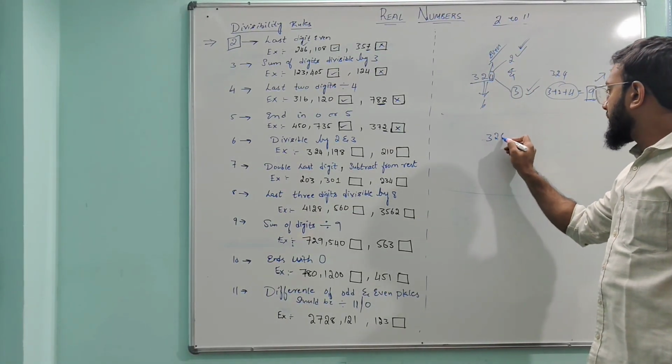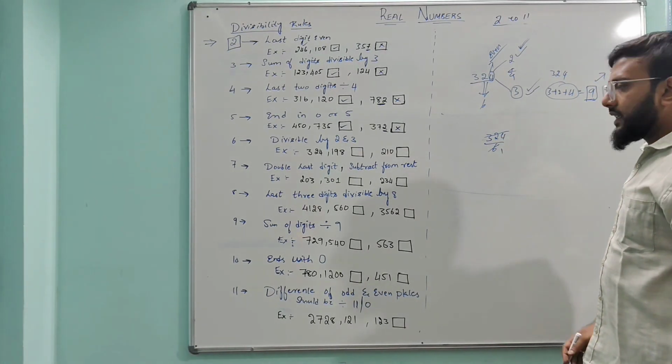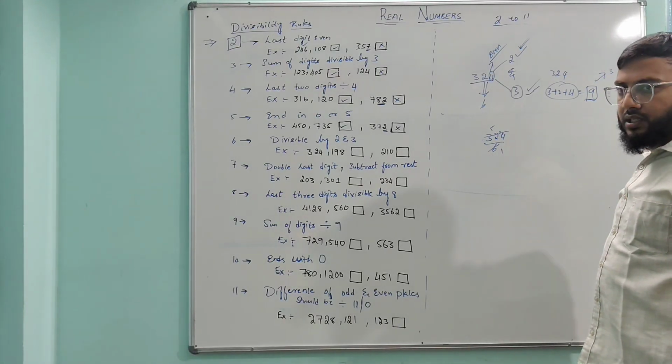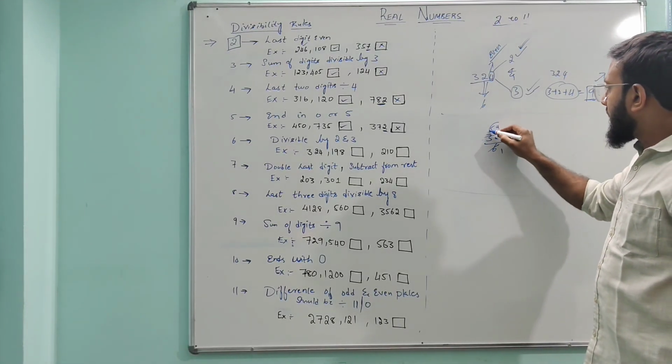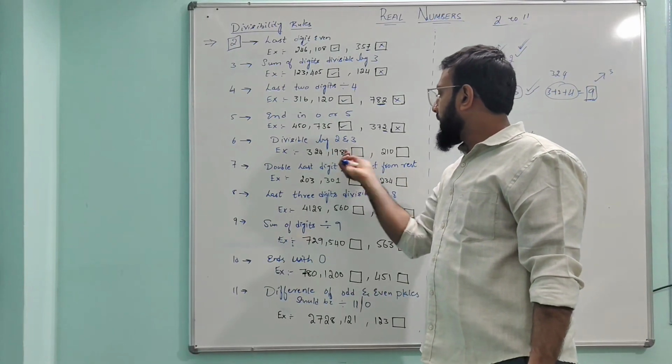Let us check now. 324 divided by 6. 6 1s are 6. 6 6s are 36. Now 6 5s are 30. How much is remaining? 2. 6 4s are 24. Hence it is divisible. Check with this number and let me know.